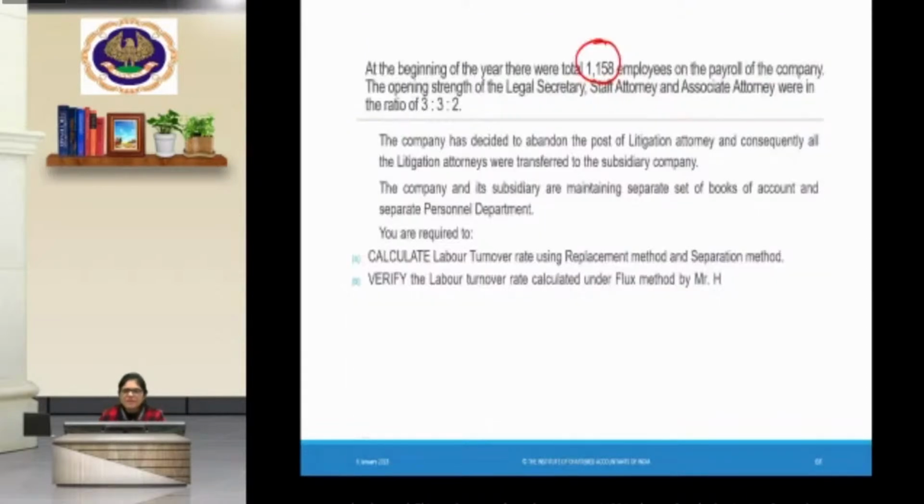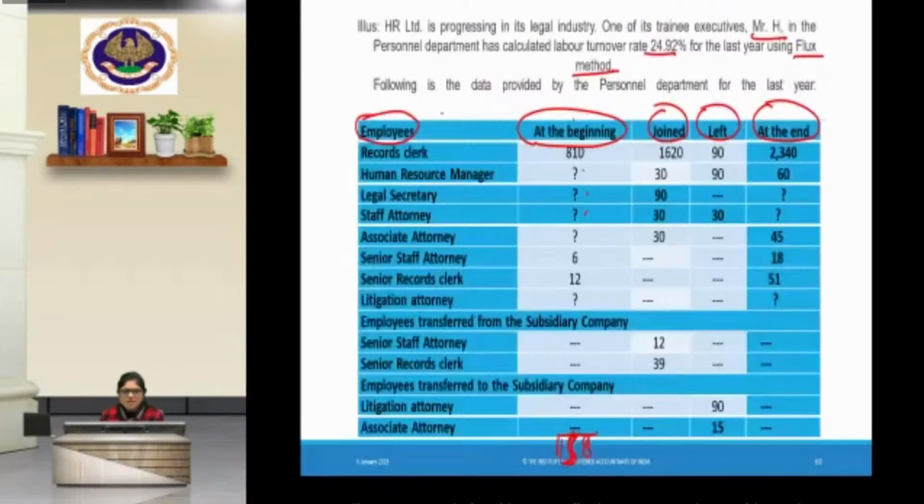The opening strength of legal, staff and associate were in the ratio of 3:3:2. So this is going to help us find the missing figures. Legal, staff and associate, all these three are missing. These three share the ratio of 3:3:2. So whatever the beginning employees are, the ratio is 3:3:2. This information is given. We first need to identify which information is given to us.